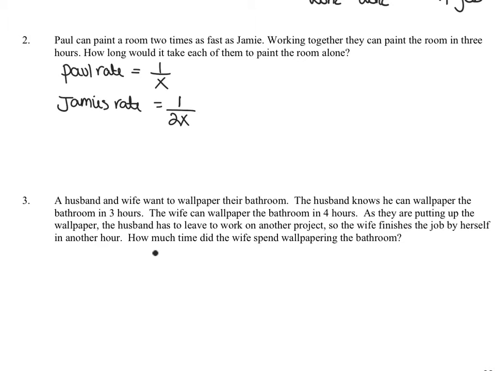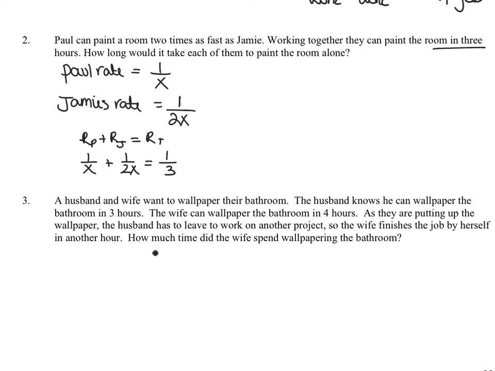So following the format of the Khan Academy where you do rate of Paul plus rate of Jamie equals total rate, we can do this because those times match. They both work for 3 hours. So you get 1 over x plus 1 over 2x equals the rate for them to do it together. They can do one room in 3 hours, okay? And then from there, it's like solving a rational equation like you did last week.